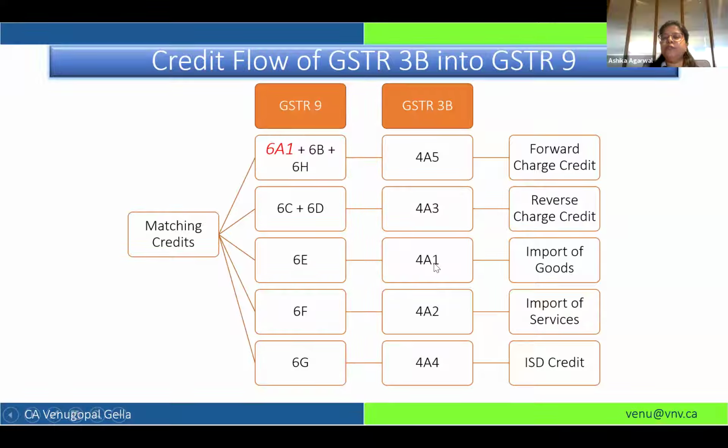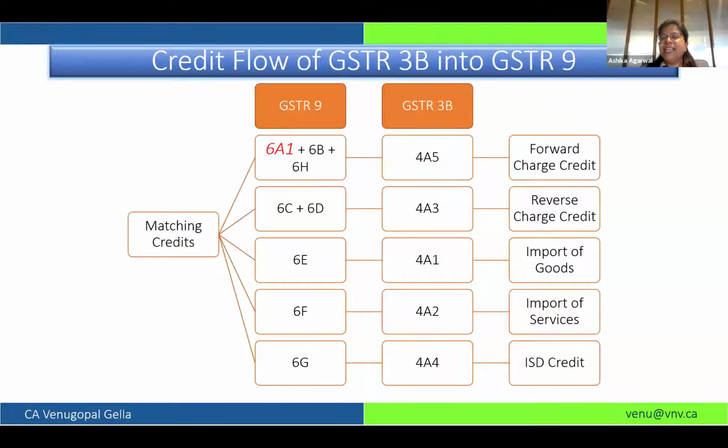Import of goods, we report in 4A1 of 3B, which has a correlation in 6E. Import of service, if anything you have paid and claimed ITC, you would have reported in 4A2. For that data, it will flow in 6F. If ISD registration is there, ISD credit comes in 4A4, and their correlation is 6G. So whichever tables of 3B you see, there is a direct correlation telling you specifically where to fill in GSTR 9.